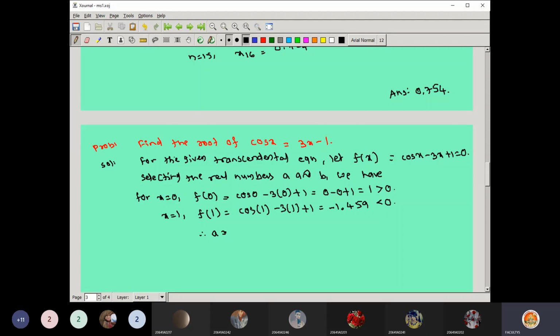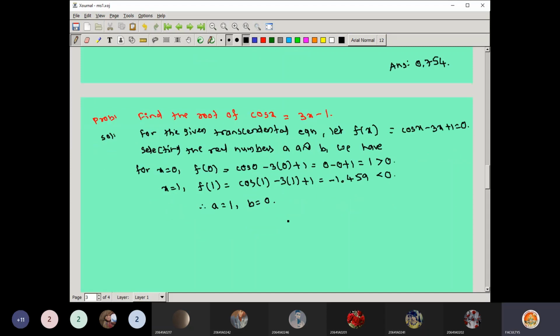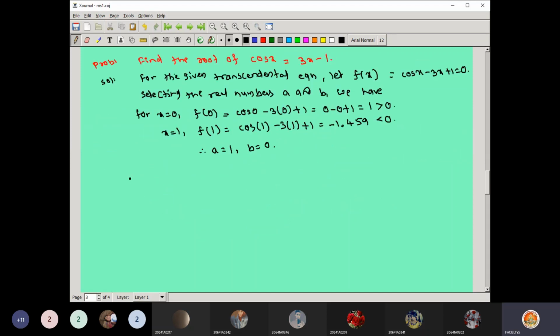So what is your A value? Always remember that A is taken as the value for negative. So negative value A, that x value is 1, and B is always the positive value, it is 0. So once you select A and B values, the initial solution is x naught, that is equal to (a plus b) divided by 2, a value 1, b value 0, divided by 2, answer is 0.5.